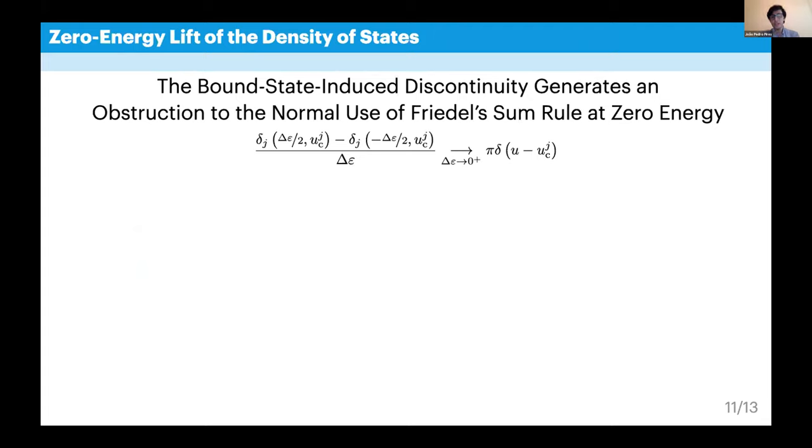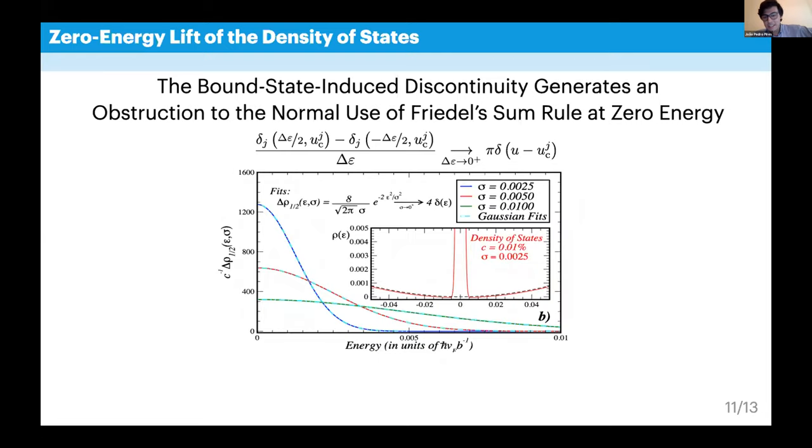And in particular, what we see is that if we go back to the derivation of the Friedel sum rule, and we take the limit without differentiating, so without making linear approximations, we see that it forms a Dirac delta distribution near the critical U's. And this makes a lifting of the density of states at zero energy. So this is what I show here. These are theoretical predictions from our continuum theory.